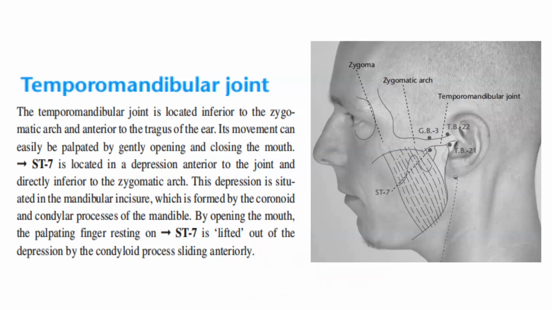Stomach 7 is located in a depression anterior to the joint and directly inferior to the zygomatic arch. This depression is situated in the mandibular incisure, which is formed by the coronoid and condylar process of the mandible. By opening the mouth, the palpating finger resting on stomach 7 is lifted out of the depression by the condyloid process sliding anteriorly.